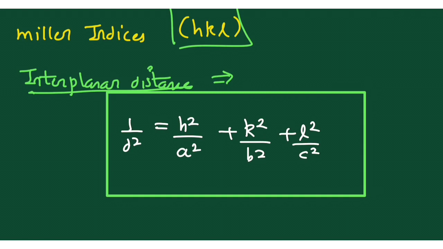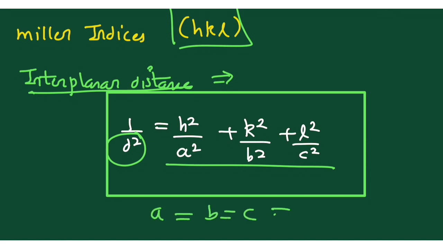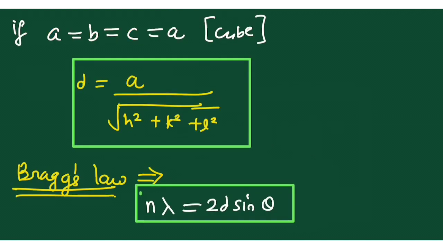How will you remember this formula? Like D is in the denominator, so A, B, C, everything will be in the denominator. That's how I remembered. Now, if it is a cube, then A is equal to B is equal to C is equal to A, suppose. If it is the cube, then D is equal to A upon under root of H square plus K square plus L square.